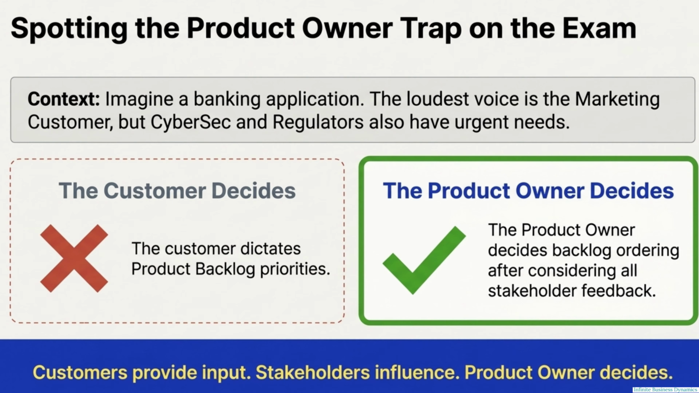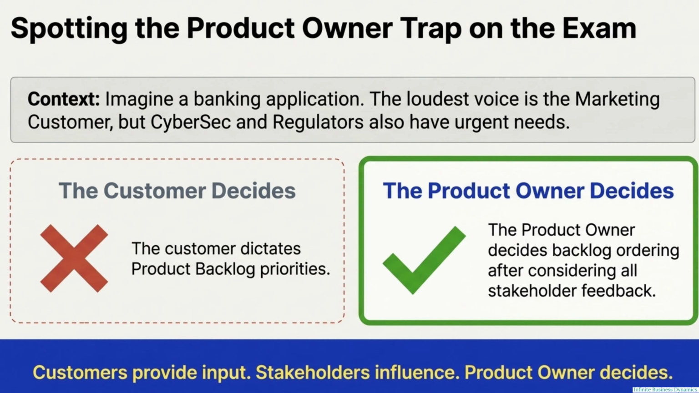Next up, notice the pivot dynamic we're looking at here with the product owner. A lot of people mistakenly think the product owner is just a spokesperson for whichever customer is yelling the loudest. But they aren't merely a customer representative. The product owner is the single individual accountable for maximizing the value of the product. Imagine a scenario where marketing demands a feature, but cybersecurity and regulators also have urgent needs.